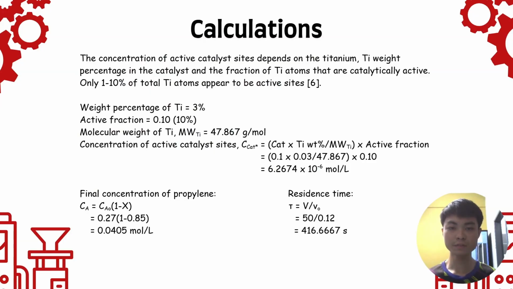The concentration of active catalyst sites depends on the titanium weight percentage in the catalyst and the fraction of titanium atoms that are catalytically active. Only 1 to 10% of total titanium atoms appear to be active sites. So for our system, we assume weight percentage is 3%, active fraction is 0.1, and we can calculate the concentration of active catalyst sites by using the formula catalyst feed concentration times weight percentage divided by molecular weight of titanium times active fraction. And then we can calculate the final concentration of propylene, Ca, by using the formula Ca0 times 1 minus x, and residence time by using the formula V divided by v0.